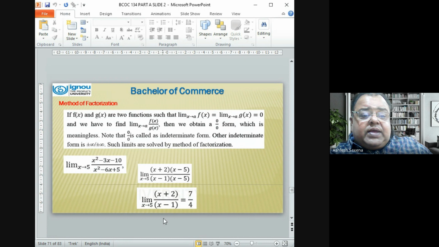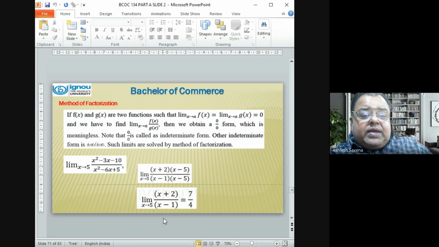So your numerator will be in the form of x plus 2 into x minus 5. And your denominator will be in the form of x minus 1, x minus 5. x minus 5 from numerator and denominator will get cancelled. You will be left with limit x tends to 5, x plus 2 divided by x minus 1. Now straight away put the value x equal to 5 in numerator as well as in denominator. You will get 7 by 4.